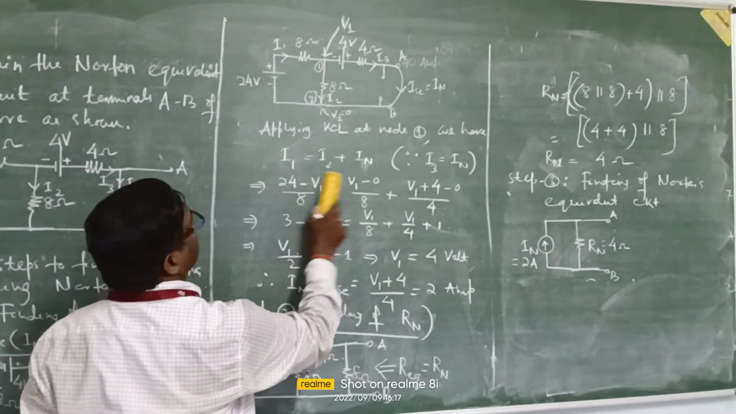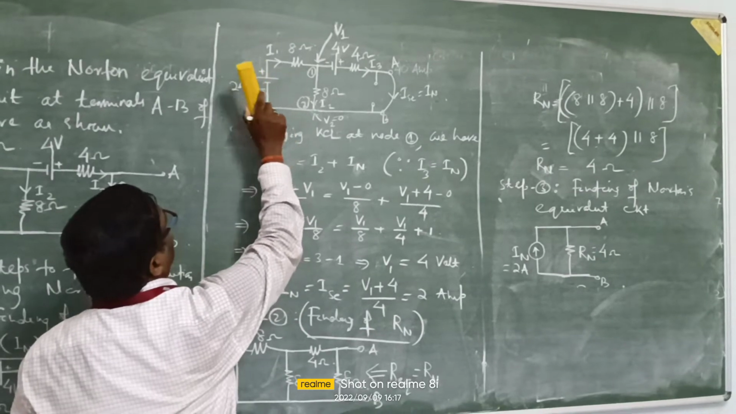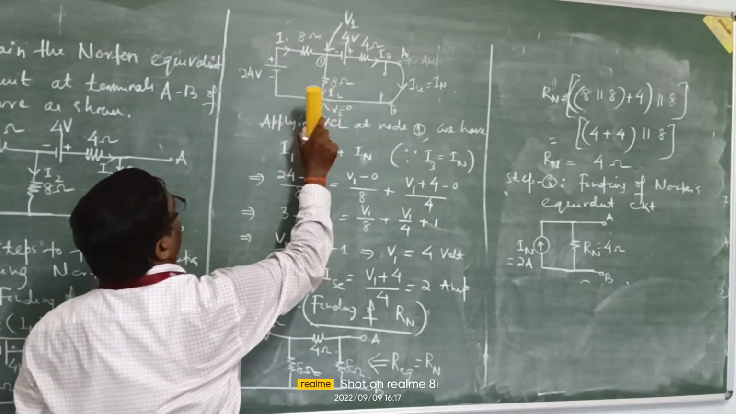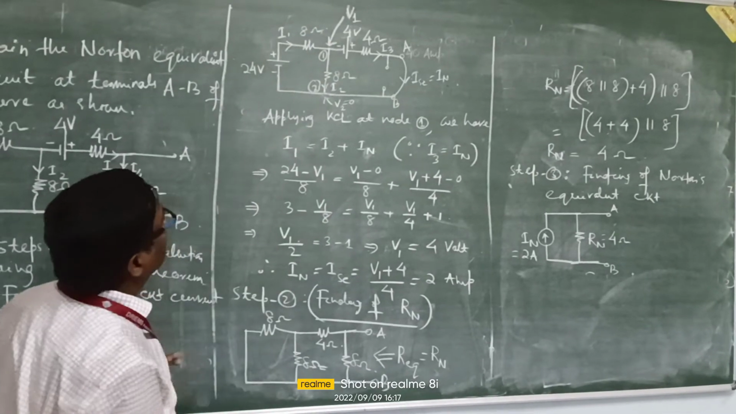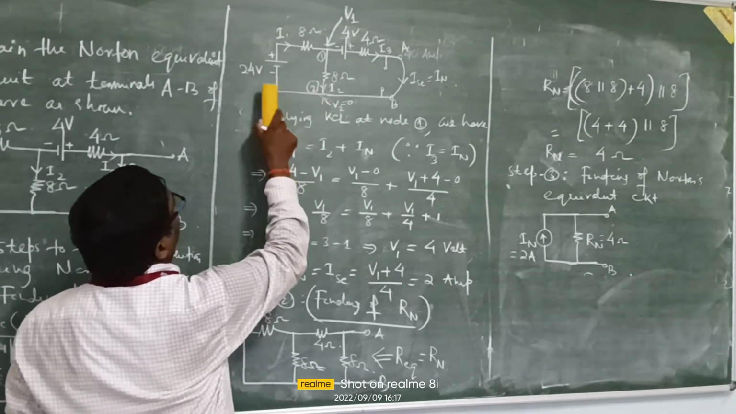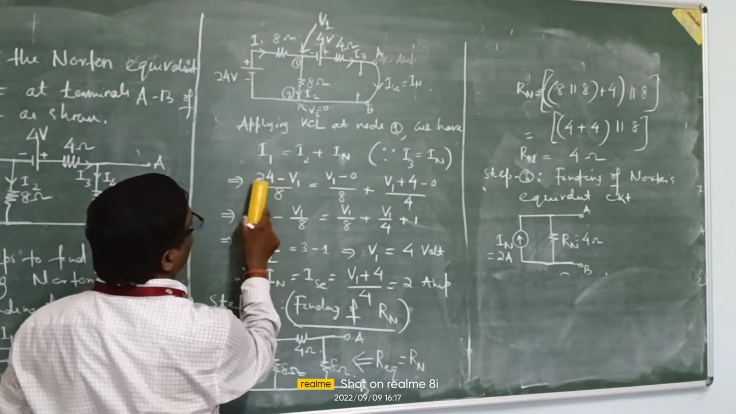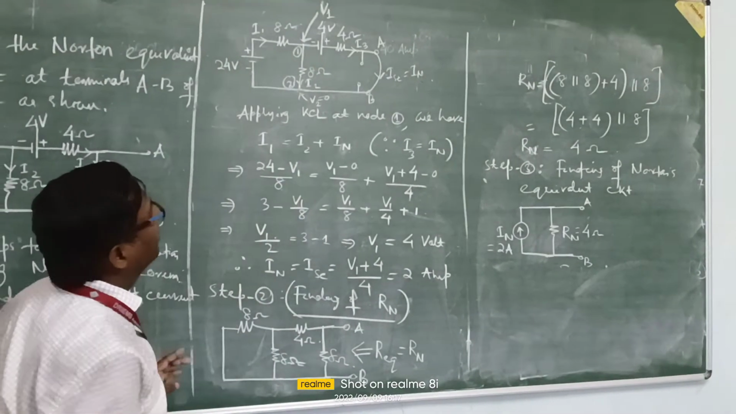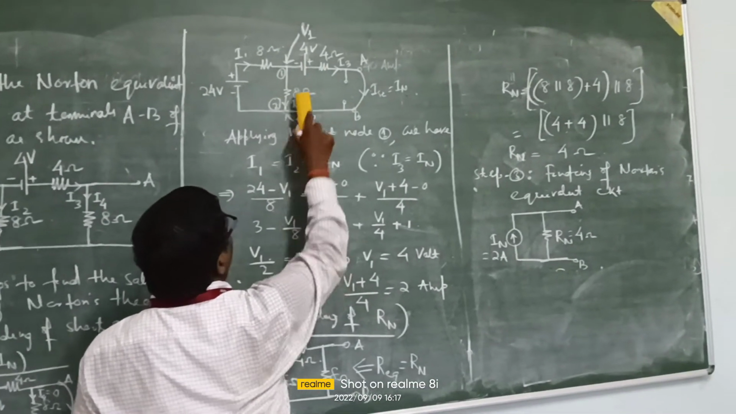To the above equation, in place of I1 what can we write? The current flowing from this to this: higher potential minus lower potential divided by resistance. So 0 minus 2 plus 24 minus V1, so (24 minus V1) by 8. Similarly, the value of I2 is (V1 minus 0) by 8.